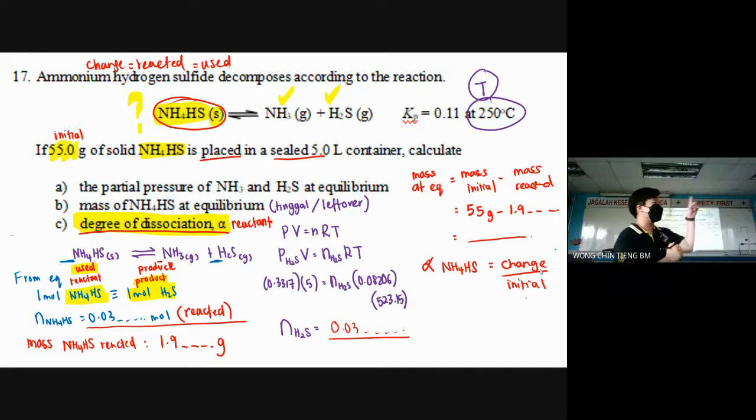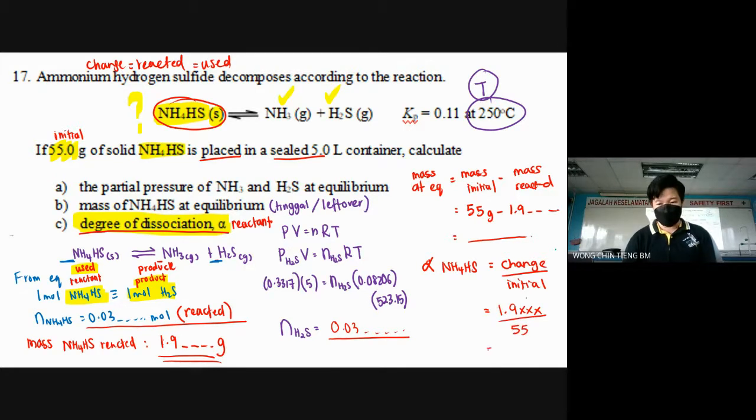Dengan syarat unit kena sama, kena duduk dalam bentuk yang sama. Kalau concentration change, bagi concentration initial. Okay. So you have your change over here. Kita akan ambil number of mole ke ambil mass? Mass. So the change over here adalah banyak mana yang reacted, banyak mana yang kamu dah guna. The 1.9 blah blah blah. The initial adalah 55. That is degree of dissociation.